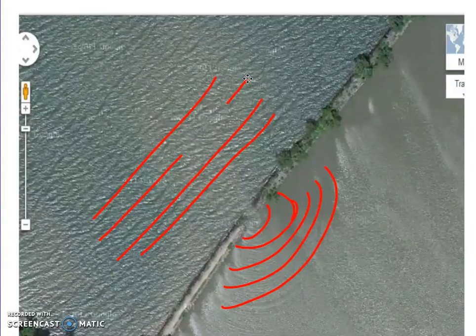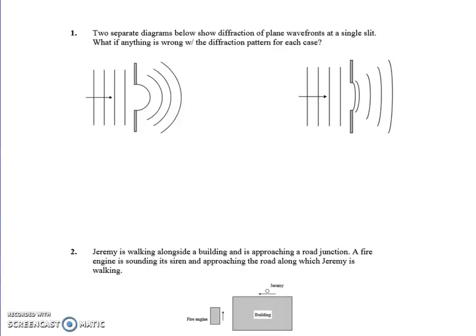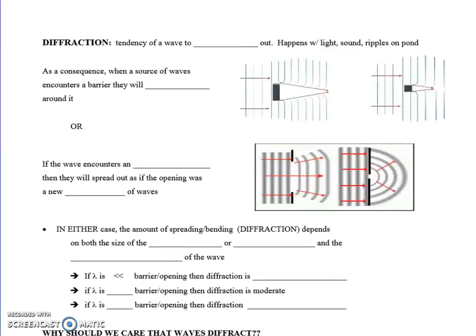So let's formalize that study a little bit more. Okay, so let's define diffraction formally. It's the tendency of a wave to spread out. Remind me to show you a little simple laser pointer demonstration. It happens with light, it happens with sound, it happens with ripples in ponds, it happens with all waves. As a consequence of this, when waves encounter a barrier, they will bend around it, as we mentioned earlier, or when they encounter an aperture, they will spread out as if the opening was a new source of waves.